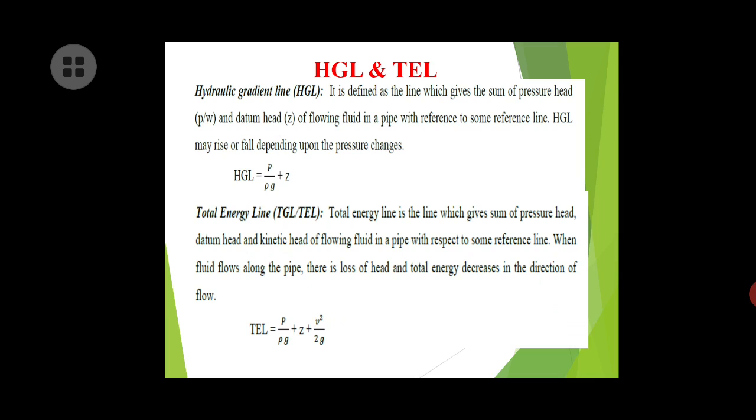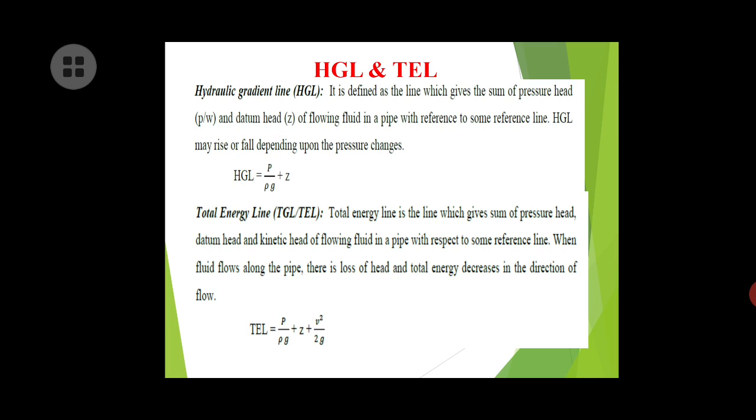Out of that, HGL is defined as the line which gives the sum of pressure head and datum head of fluid flowing in a pipe with reference to some reference line. HGL may rise or fall depending upon the pressure changes. The formula for that is P upon W plus Z, or P upon rho G plus Z. So that is the hydraulic gradient line, which gives the sum of pressure head and datum head.